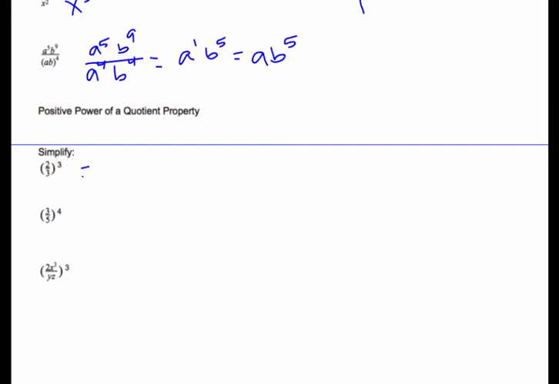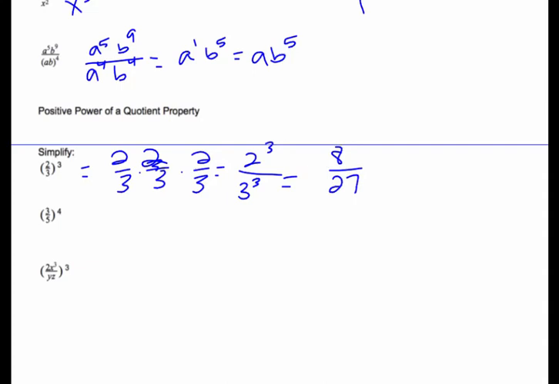2/3 to the 3rd power is the same as 2/3 times 2/3 times 2/3, which is the same as 2 cubed on the top, 2 times 2 times 2 is 2 to the 3rd power, over 3 to the 3rd on the bottom. I can leave my answer like this. I could also simplify: 2 to the 3rd is 8, and 3 to the 3rd is 27.